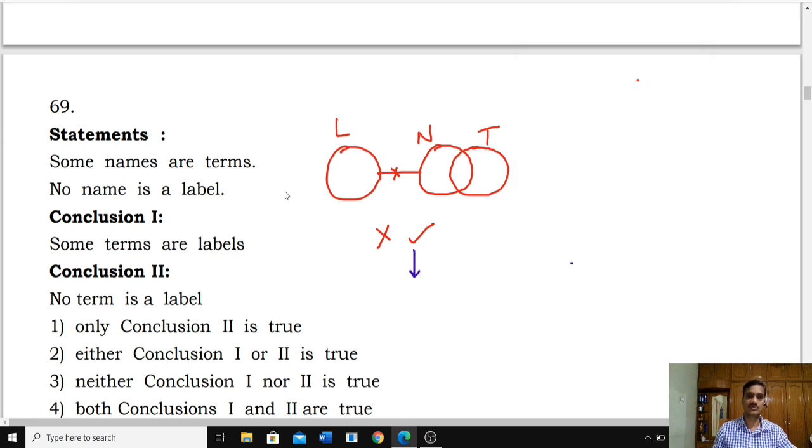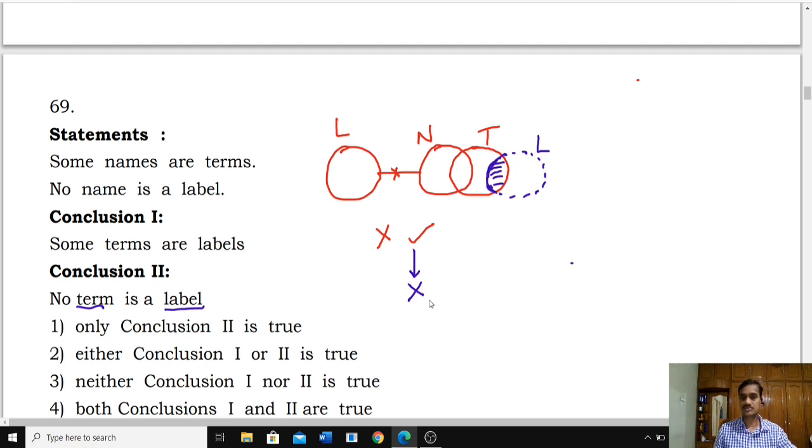Now we need to check whether it is 100% true or not. To do that, we need to draw the alternate diagram. No term is a label. That means term and label should be intersected. Now tell me whether we are able to intersect like this or not. Yes. And some terms are labels, we have made it true. As some terms are labels is true, no term is a label will become false. Alternate diagram true, previous negative conclusion will be false.